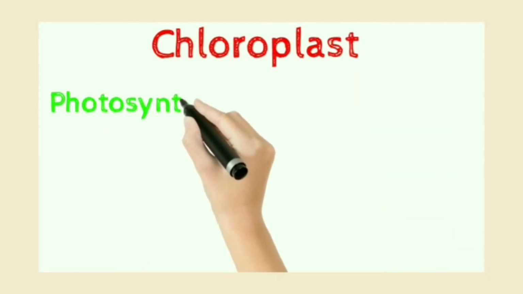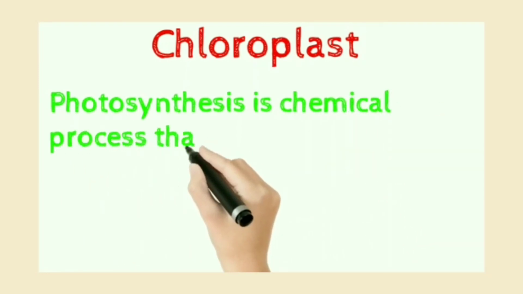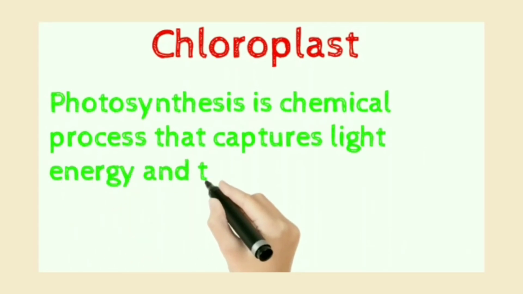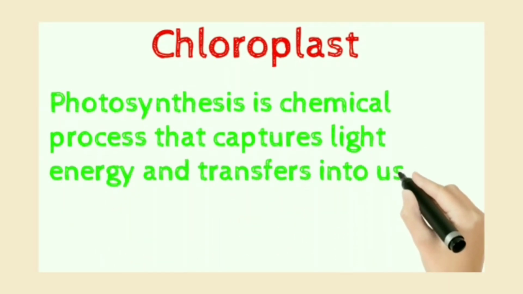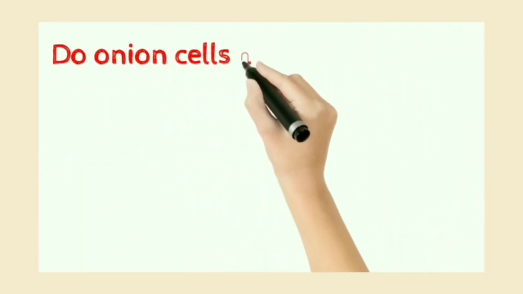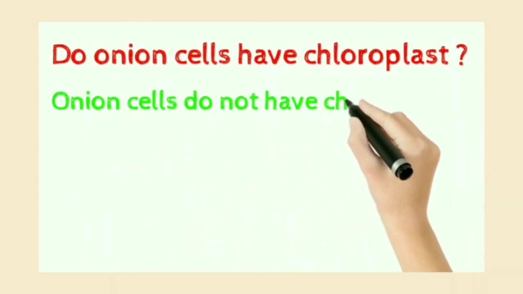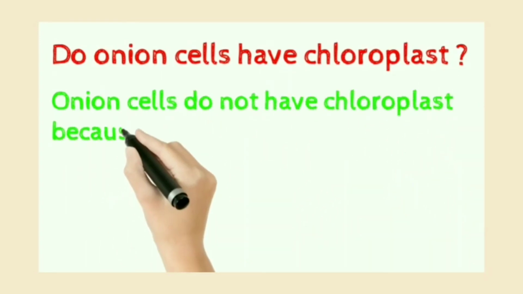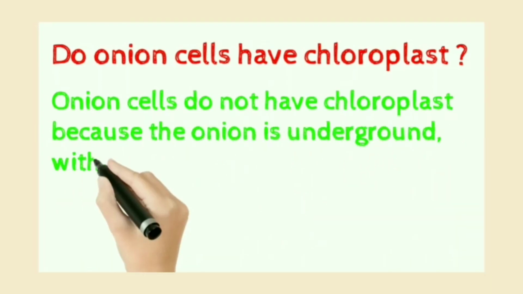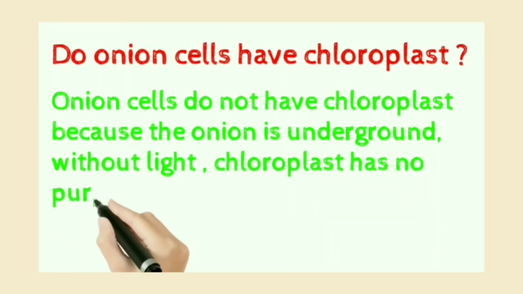Chloroplast. Photosynthesis is a chemical process that captures light energy and transfers it into useful chemical energy. Do onion cells have chloroplast? Onion cells do not have chloroplast because the onion is underground. Without light, chloroplast has no purpose.